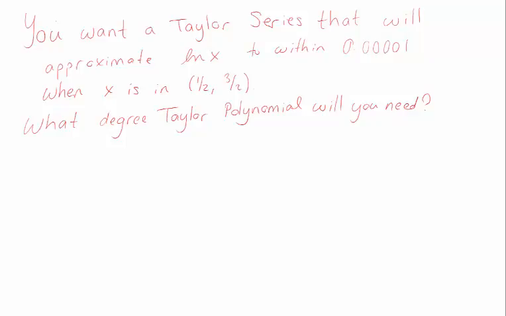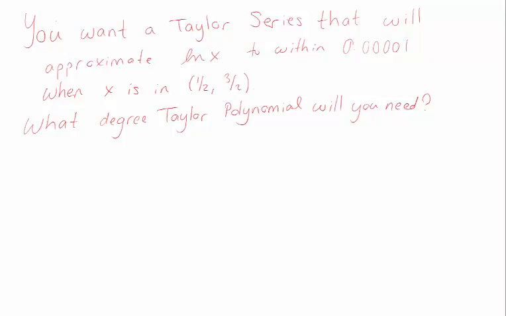Suppose you want to write a Taylor series to approximate natural log of x, and you need it to be quite precise. You need it to be correct to within 1 over 100,000, but not all the time. You could never guarantee that it's that good all the time, but you want to guarantee it's that good at least when I plug in values between 1/2 and 3/2. And I want to know what degree Taylor polynomial I'll need to have.